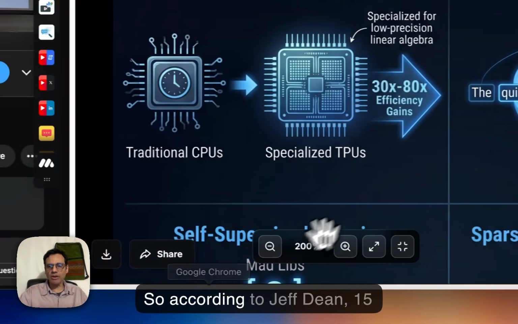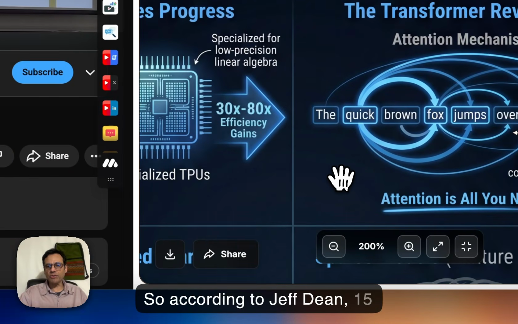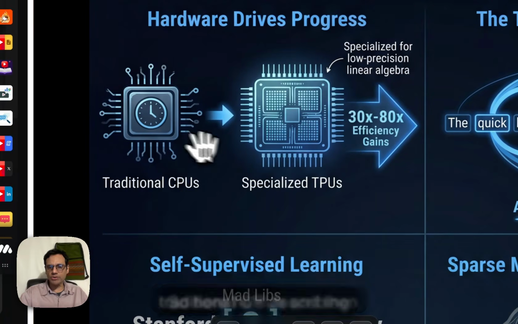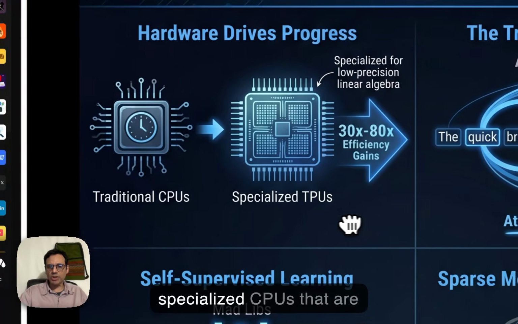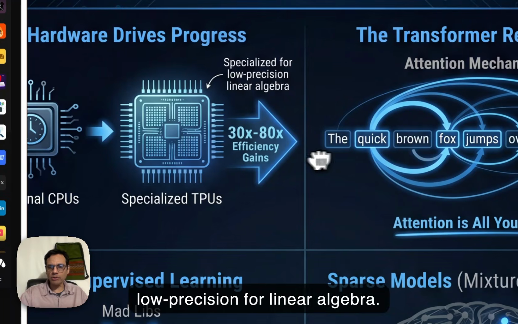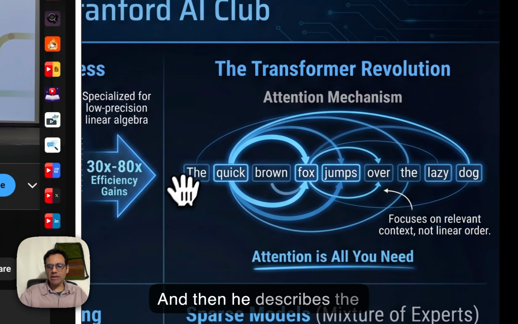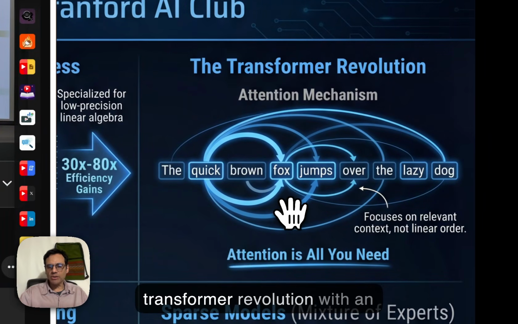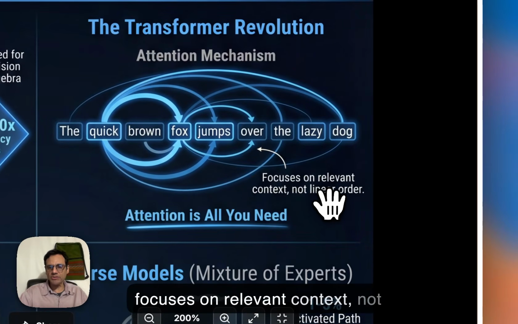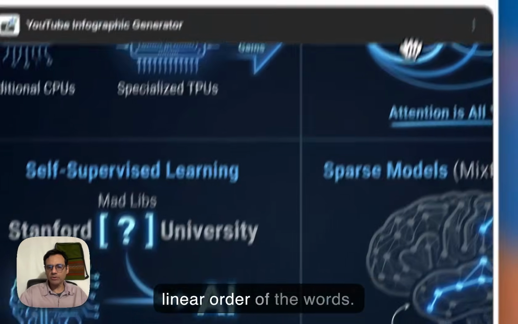So according to Jeff Dean, 15 years of AI trends. So here he's describing traditional CPUs and then specialized CPUs that are low precision for linear algebra. And then he describes the transformer revolution, how with an attention mechanism, it focuses on relevant context, not linear order of the words.